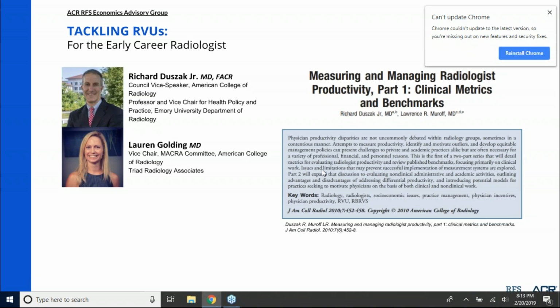They were designed to create a national fee schedule, but they never were designed to say, you know, Rich Duszak and Lauren Golding are in the same practice, she's doing these cases and I'm doing these cases, and this is a benchmark to compare the two of us. It's never been validated for that purpose and certainly was not designed for that purpose. And so that's where I think a lot of groups run into trouble.